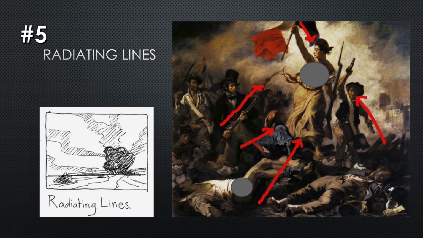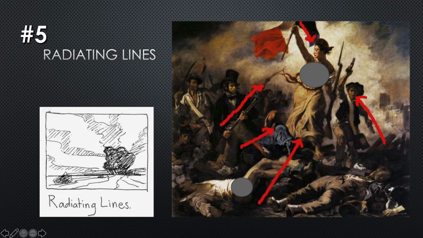Number 5 is radiating lines. This is a pretty good example of where you use the implied lines again, the line of the gun here, the arms, even her arm, and the flag. Usually lines that radiate from a certain or to a certain point.